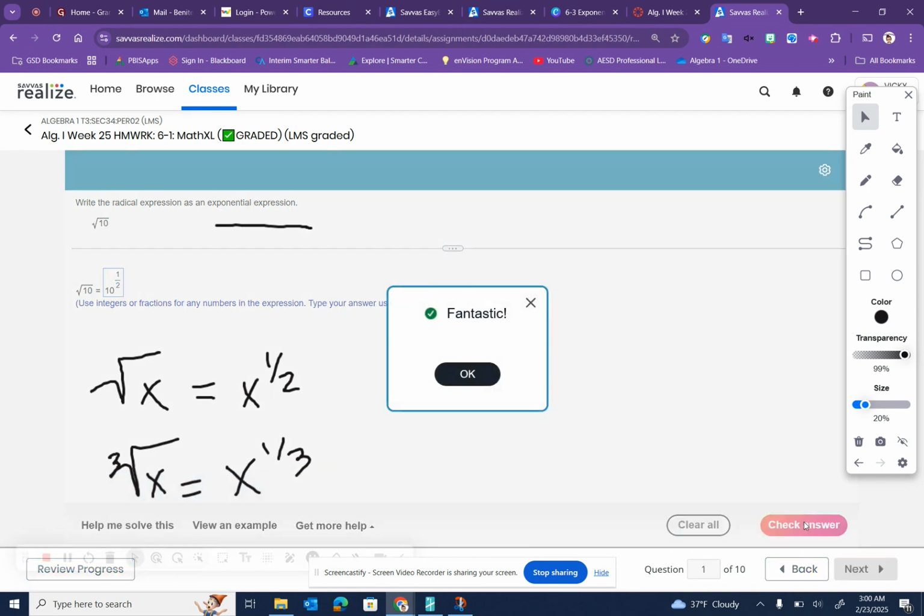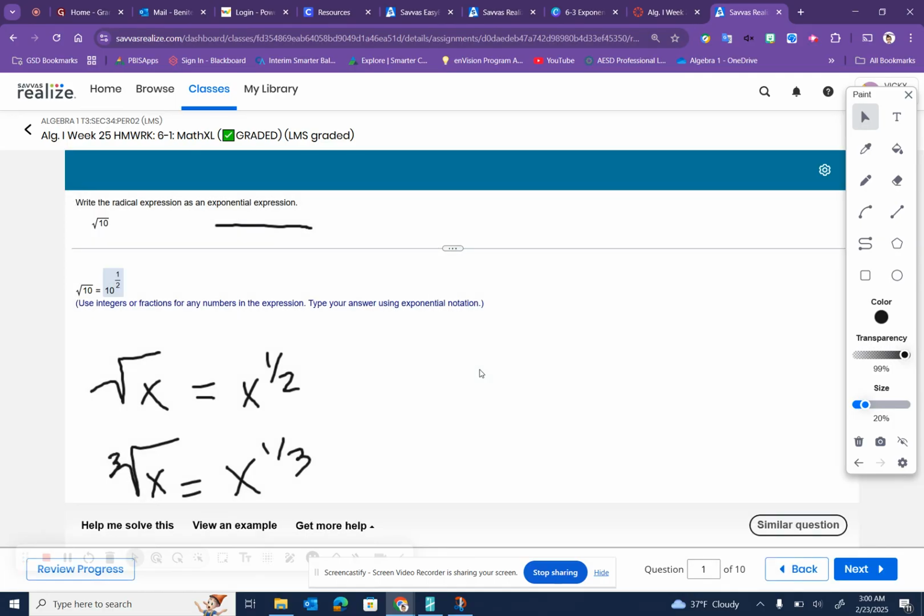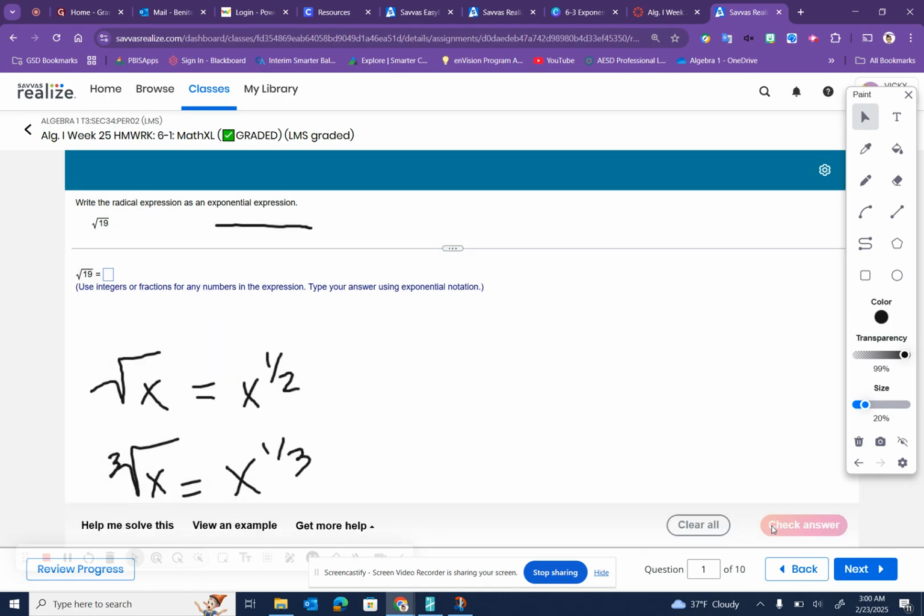If you check your answer and you exceed the number of check answers, to get full credit, you can go back and hit similar question. It'll produce a new one. If you get that correct, then it'll give you the full points.